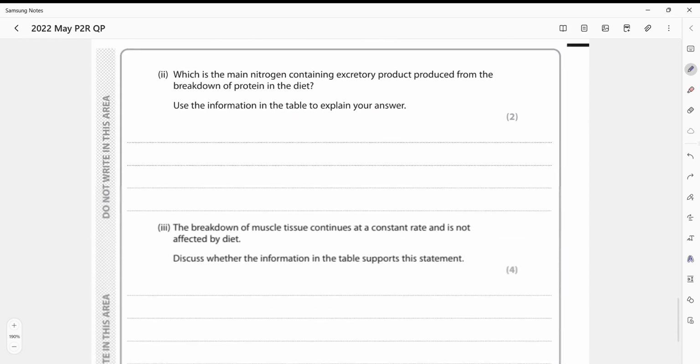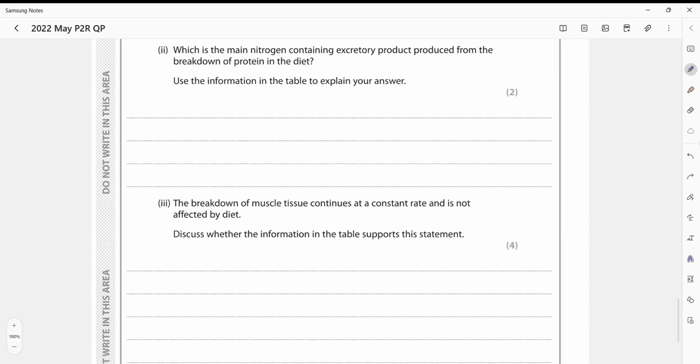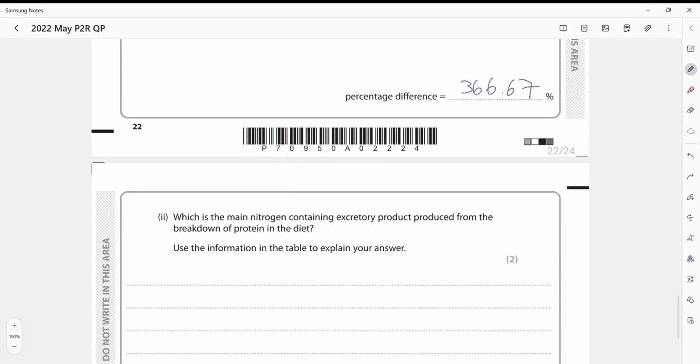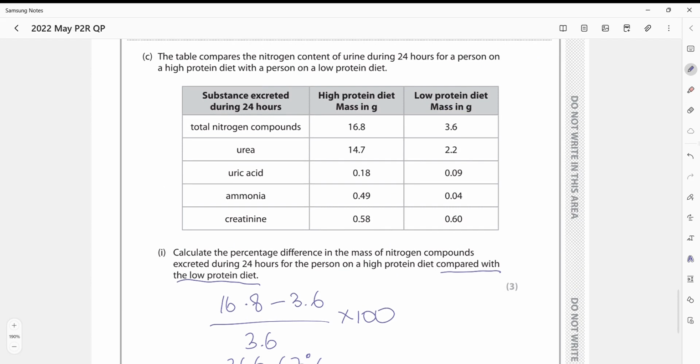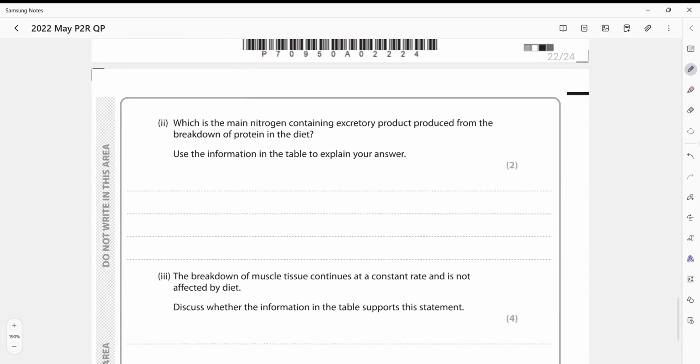Okay, so let's move on to part 2. Which is the main nitrogen-containing excretory product produced from the breakdown of protein in the diet? Use the information in the table to explain your answer. So let's go back up to the table. When a person eats a lot of protein, and we can see here it goes from 3.6 grams to 16.8 grams, a large percentage of that actually gets converted into urea. Out of the 16.8 grams, 14.7 grams of it would be urea, and that's a large increase from 2.2. So let's write that down.